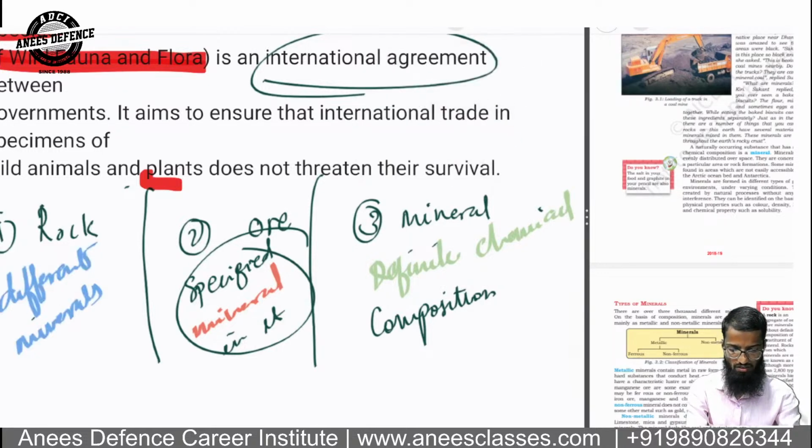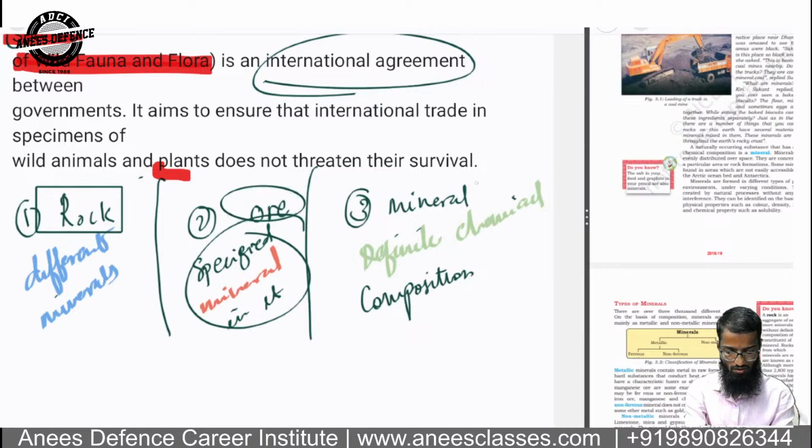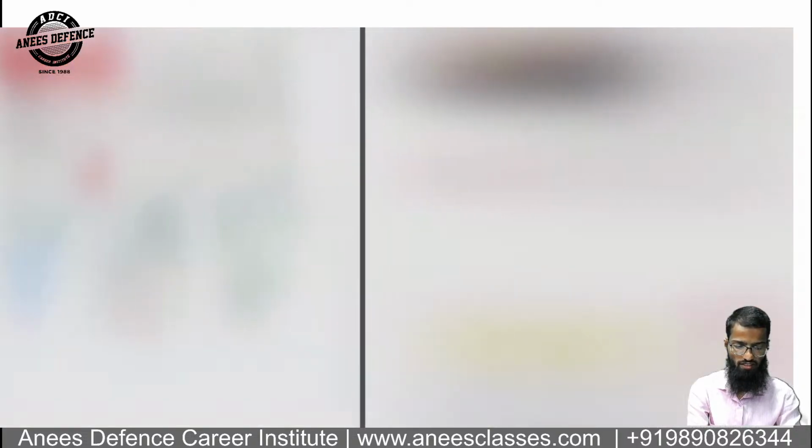Contains the different minerals. Okay, now you look at your screen: the rock, the ore, and the mineral. Is it clear? Let us move ahead.